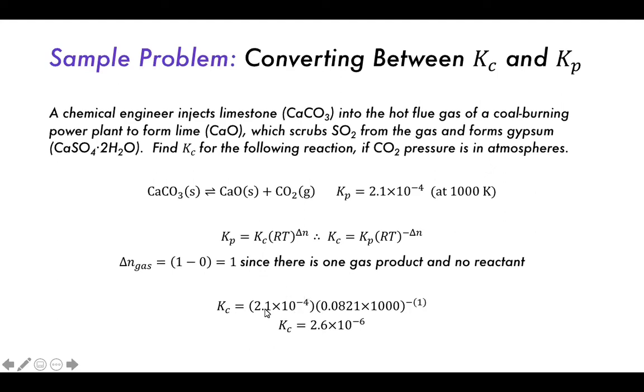So Kc is going to be equal to this times the R value, which is a constant that would be given to you in any tables, times the temperature, where 1000 degrees Celsius is the temperature we're given Kp at. So that's what we have to work with, to the power of minus 1. That means that our Kc value for this is going to be 2.6 times 10 to the minus 6. And so that's how we would find Kc in an instance where we're given Kp.